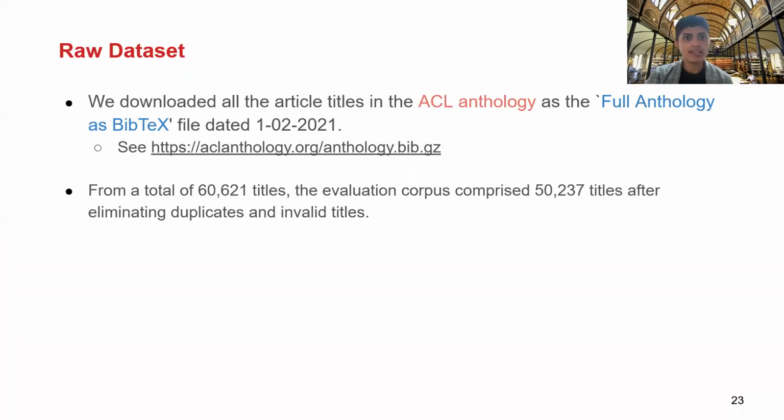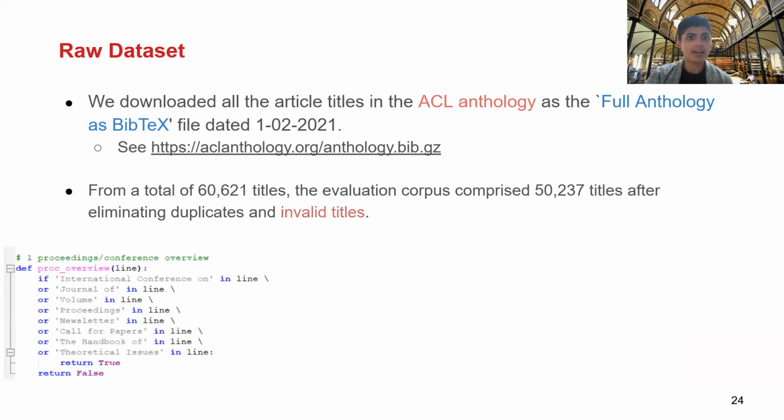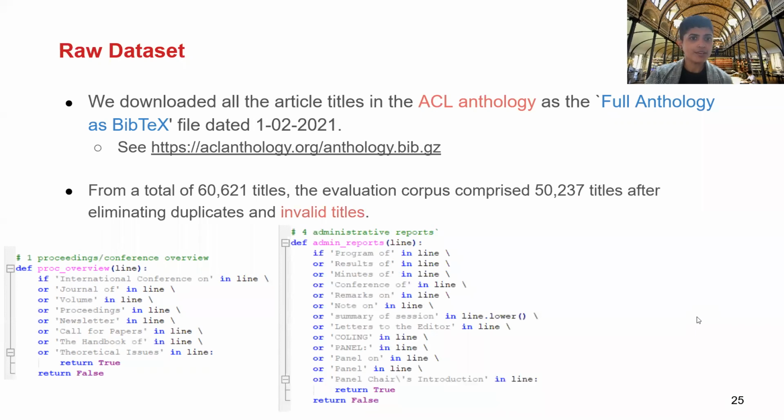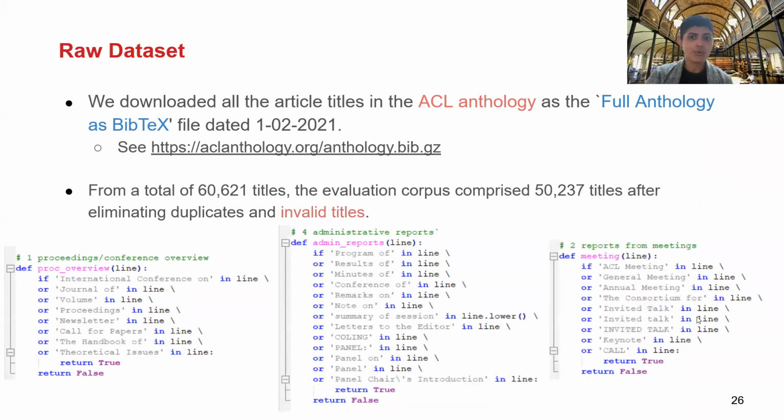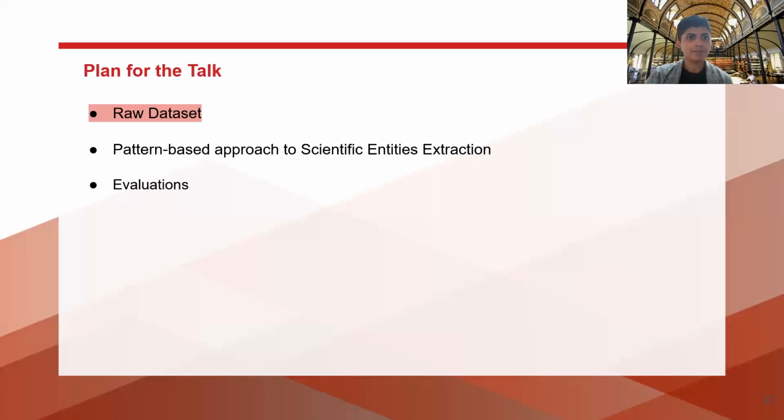So we start with the raw data set. We downloaded all the article titles in the ACL anthology as the full anthology as a BibTeX file, dated the 1st of February of this year. From a total of 60,621 titles, our evaluation corpus comprised 50,237 titles after eliminating duplicates and invalid titles. By invalid titles, I mean proceeding overview names, administrative report names, or meeting cover pages.